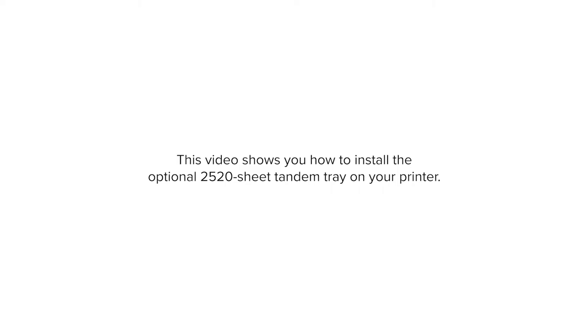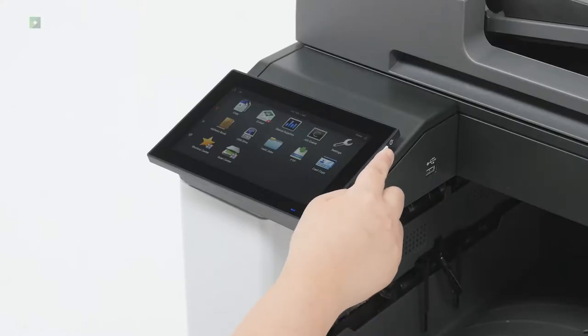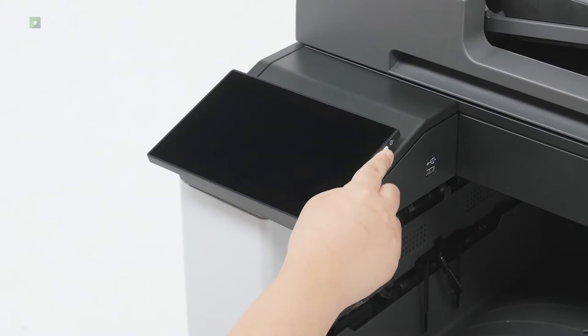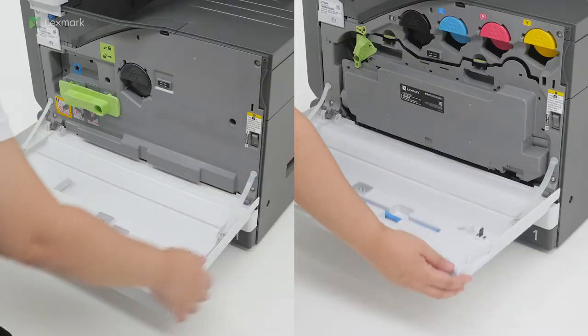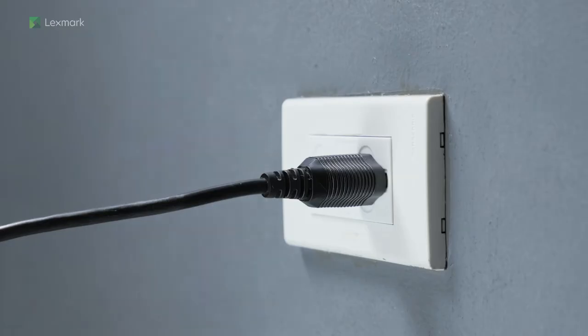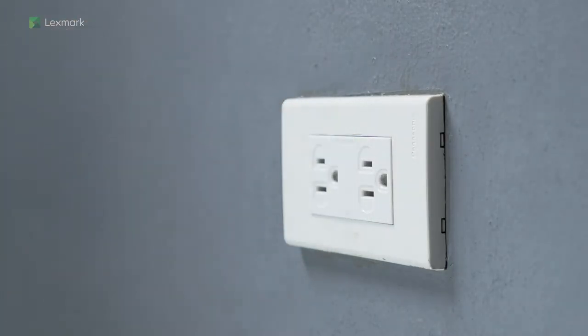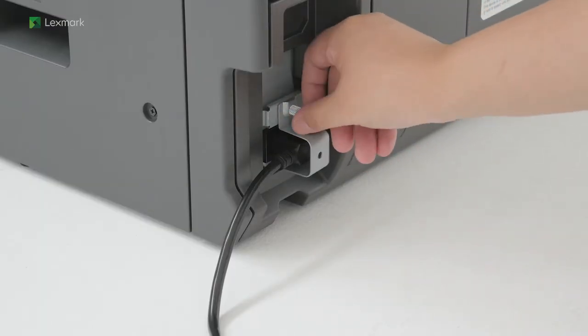This video shows you how to install the optional 2520 sheet tandem tray on your printer. Turn off the printer. Open the front door, and then turn off the power switch. Unplug the power cord from the electrical outlet, and then from the printer.